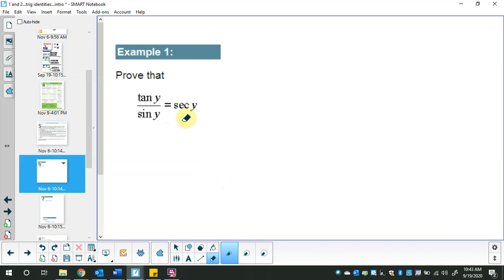You might run into a textbook or teacher or professor that says prove if possible. You do not like that person. You do not like that textbook because maybe it's possible, maybe it isn't. In my class, you will be asked to prove things that can be proven.